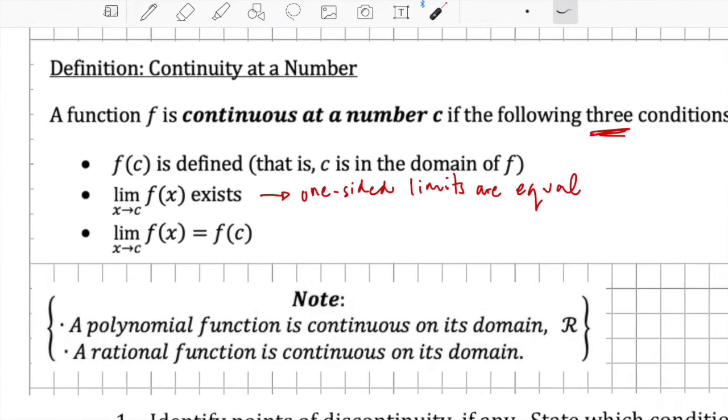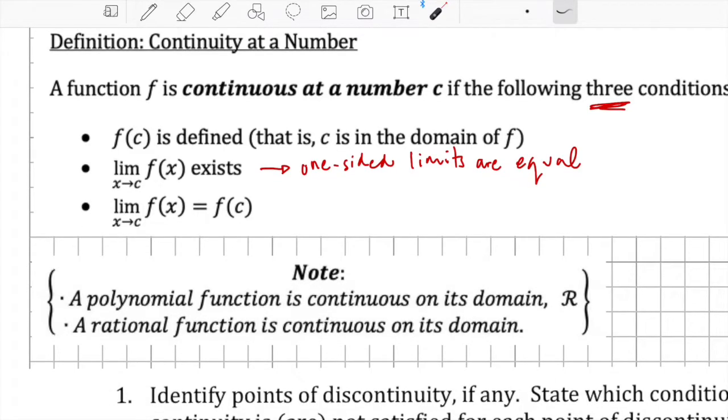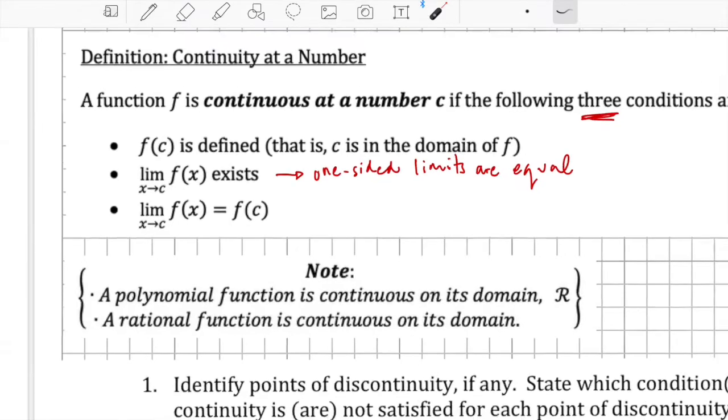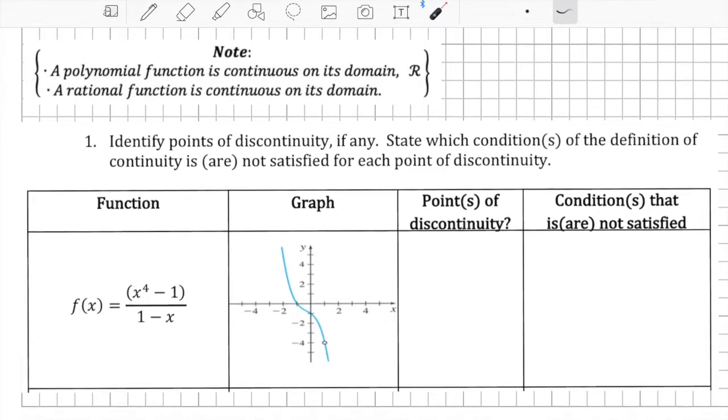Now, before we look at our first example, I want you to look at this note. A polynomial function is continuous on its domain, meaning all real numbers. So if a function is a polynomial and you recognize that it's a polynomial, it's definitely continuous everywhere. So there's no need for you to check the 3 conditions. Also, a rational function is continuous on its domain. So what it's saying is that a rational function, since it's basically a fraction, if it's continuous on its domain, then it is continuous at that number too. So let's look at a graph.